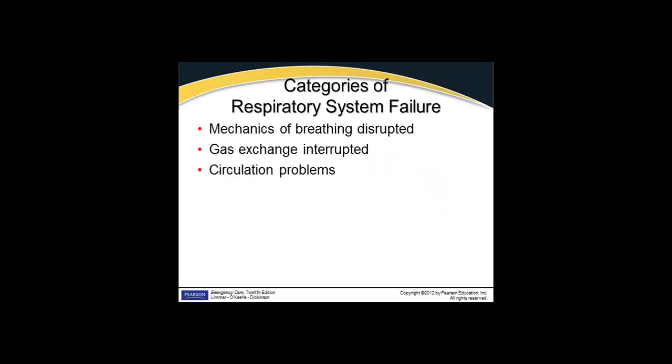So, categories of respiratory system failure. We have mechanics of breathing disrupted, we have gas exchange disrupted, and we have circulation problems. If one of these three things occurs, the others cannot function at capacity. They don't function well. So the mechanics usually have to do with muscles and bones and pleura and lung tissue and so on and so forth.